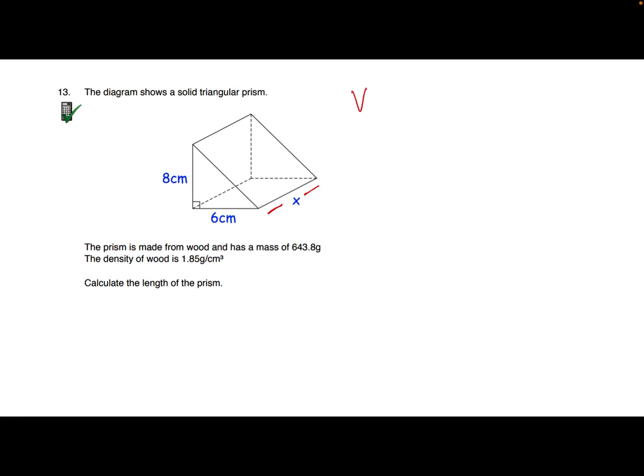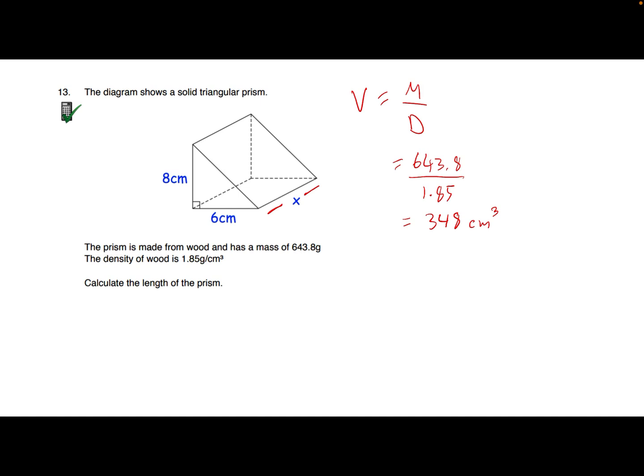So volume is equal to mass over density. That's going to be 643.8 grams over 1.85 grams per centimetre cubed. So that's going to be 643.8 divided by 1.85, which is 348. And there's no mixing of units here, so I'm happy that that's 348 centimetres cubed.